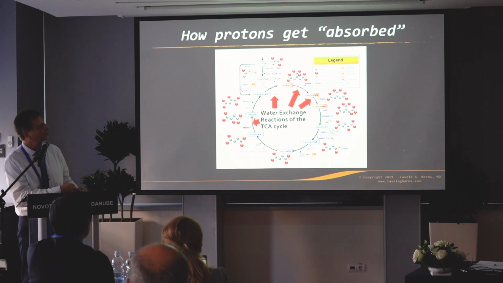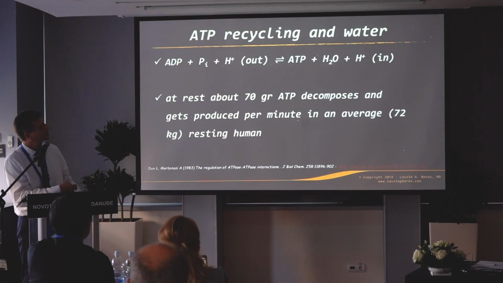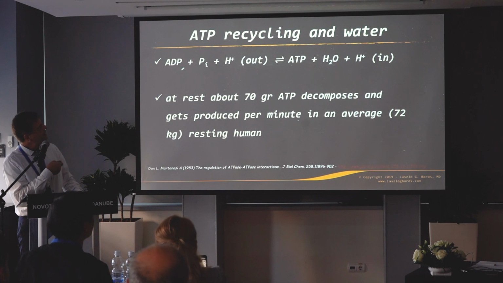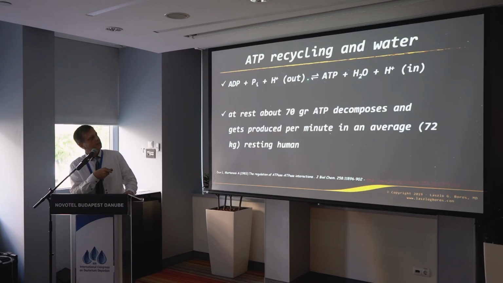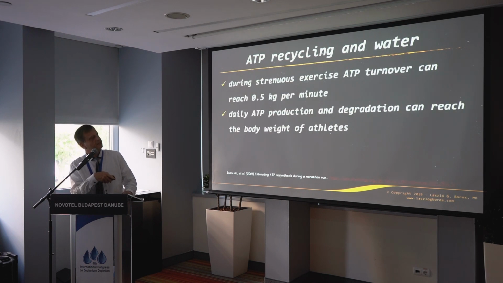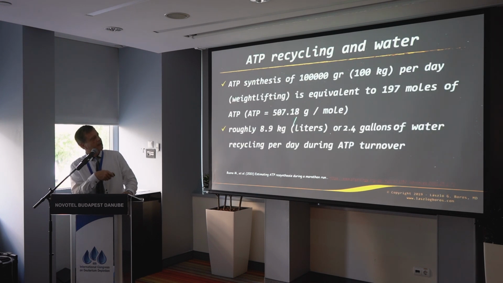I'm not going to go into much more detail, but practically, understanding the robustness of this system requires some further considerations. ATP synthesis and ATP hydrolysis require water turnover. I'm not going to go into details of that. During strenuous exercise, ATP turnover can reach about 0.5 kilogram per minute. That's actually a lot of ATP and water recycling. ATP production and degradation in athletes can actually reach their body weight. And when we calculate how much water that is, there's another like 9 liters of water in athletes that is getting recycled through ATP synthesis.